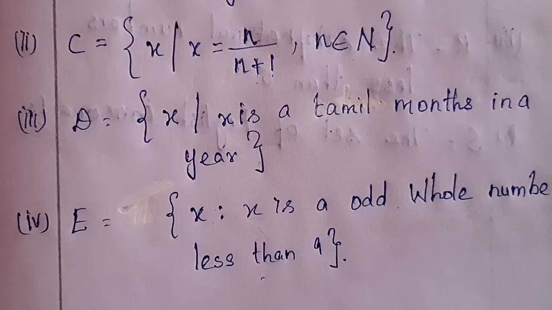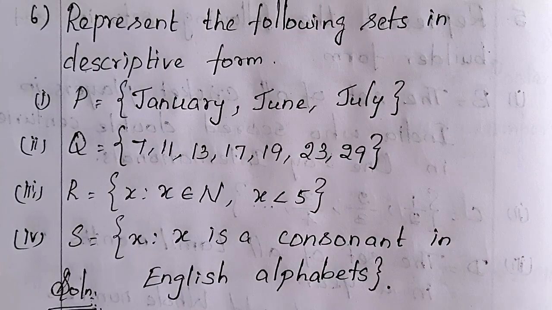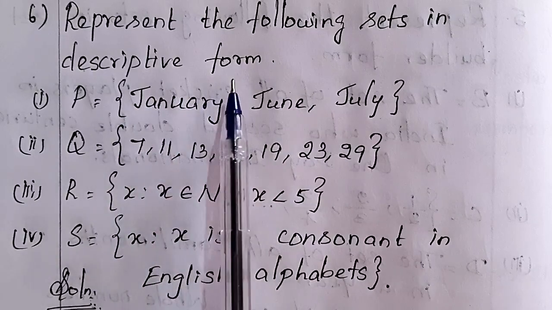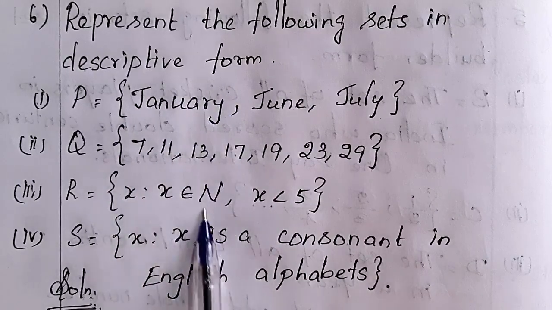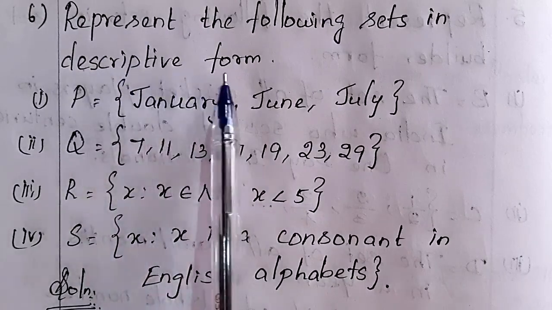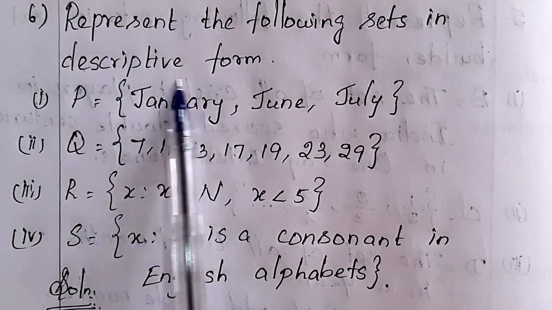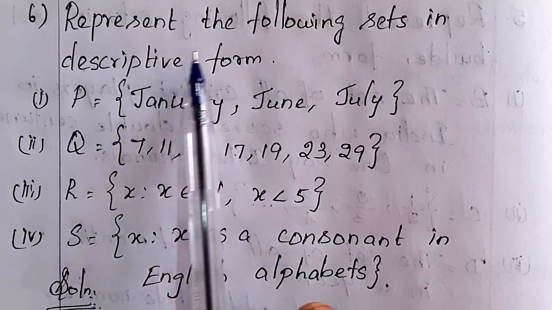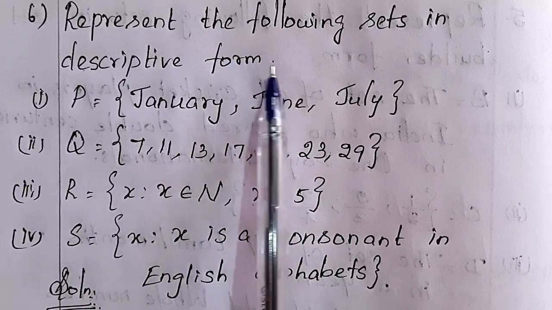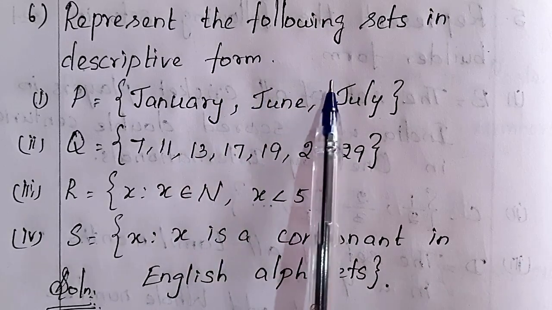Okay, see the sixth problem. Represent the following set in descriptive form. So some sets are given, we have to write that in descriptive form. Whenever you see descriptive form, you have to remember descriptive form means words. So we have to change the given set into words.